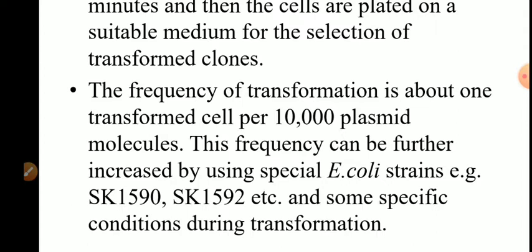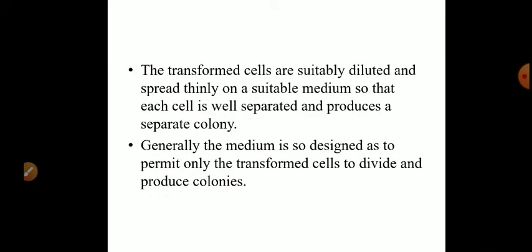This frequency of transformation can be further increased by using special E. coli strains like SK1590 or SK1592, etc. Some specific conditions are to be followed during transformation. The transformed cells are suitably diluted. First, the cell culture is suitably diluted, and then it is thinly plated, spread on a suitable medium, so that each cell gets well separated and produces a separate isolated colony.